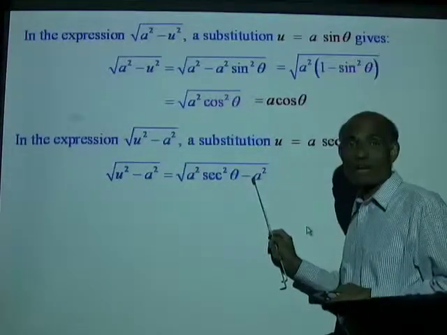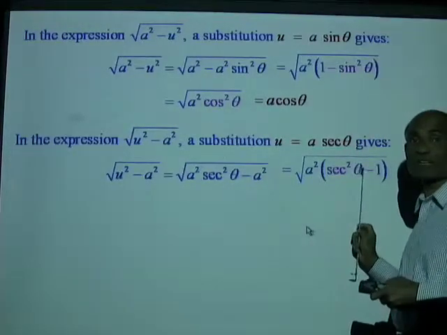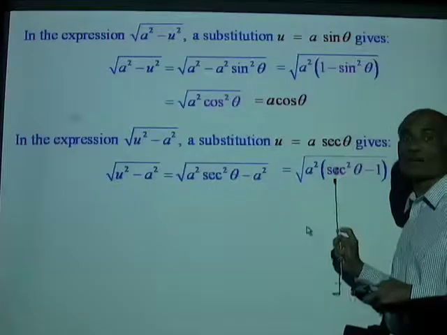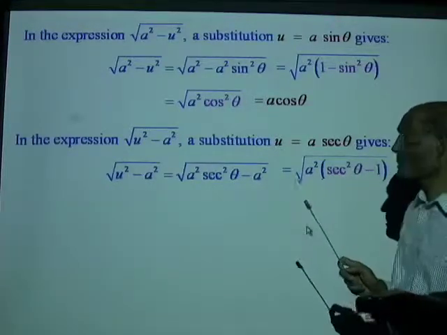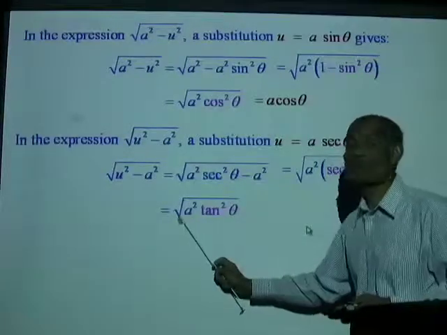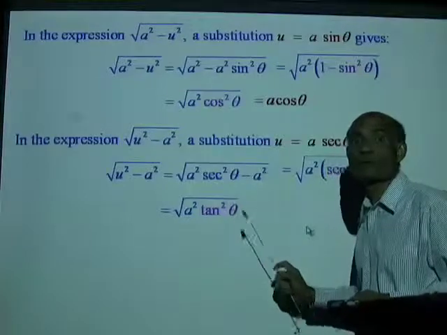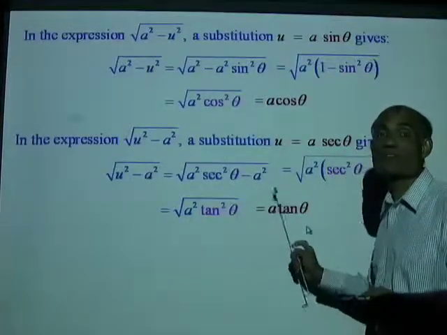Factor out the a squared. That gives you a squared times secant squared theta minus 1. What is secant squared theta minus 1? Equal to tan squared theta. So that will be square root of a squared tan squared theta, which becomes a tan theta.